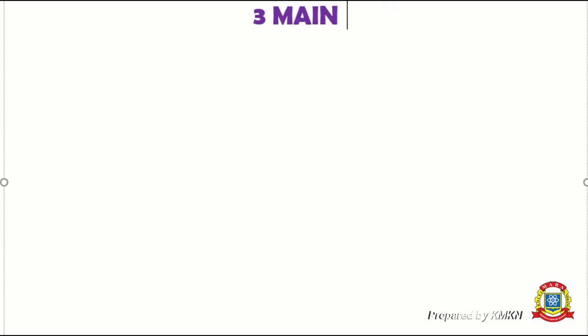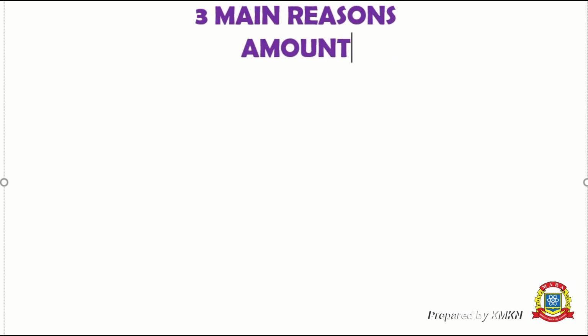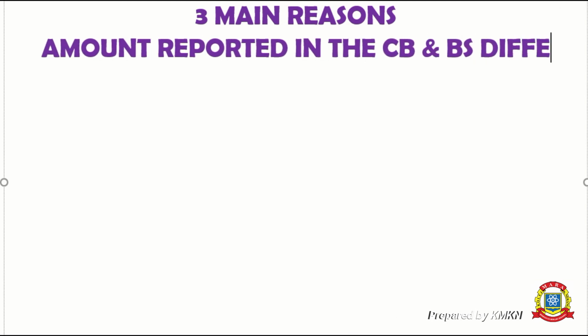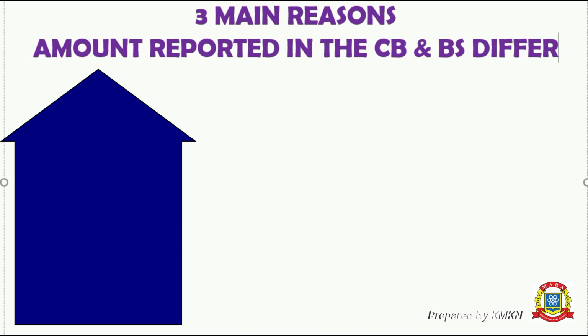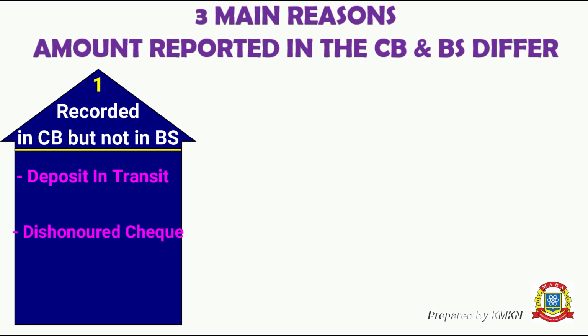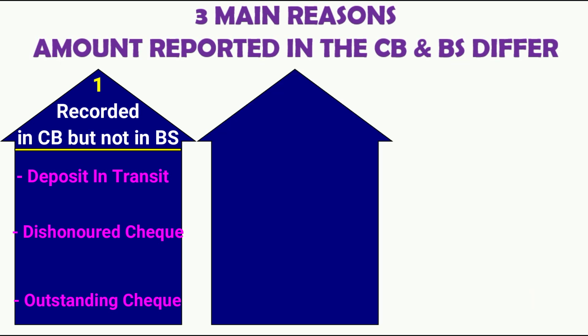There are three main reasons why the amounts reported in the cash book and bank statement differ. Reason number one is items recorded in cash book but not in bank statement because of deposit in transit, dishonored check, and outstanding check. Okay? Alright. Number two, let's take a look.